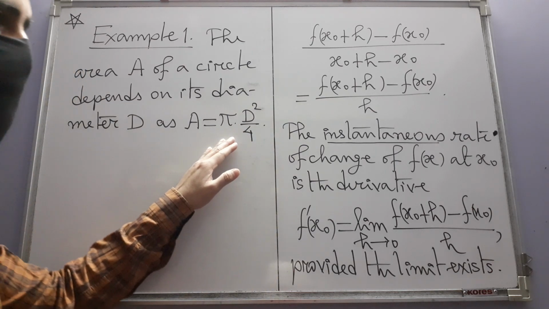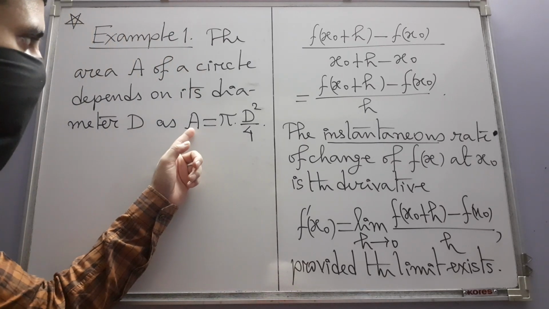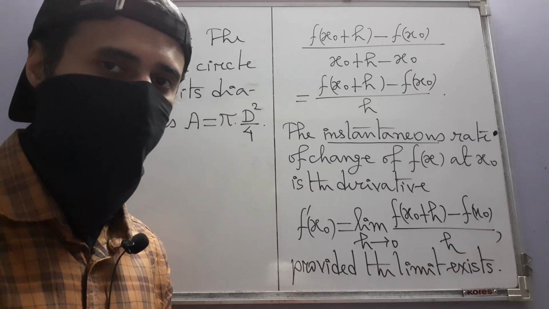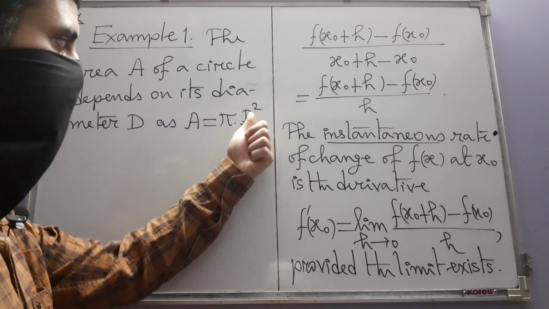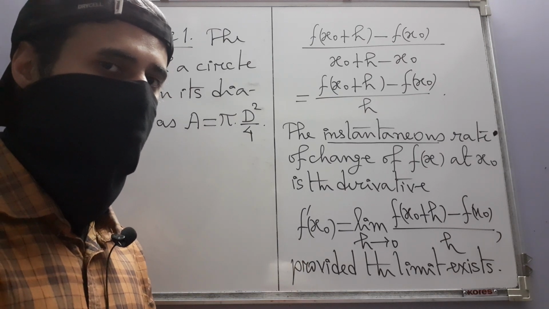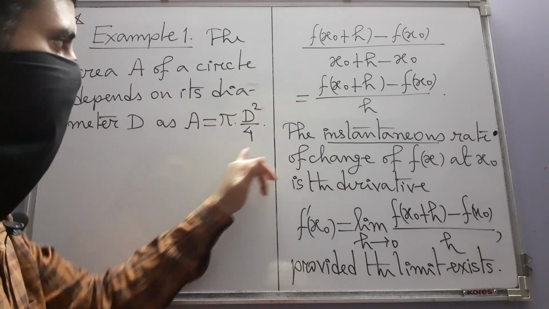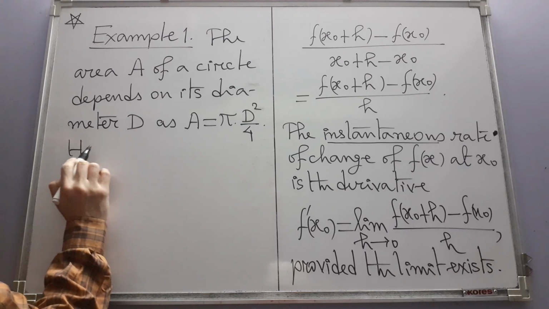Actually, this one is not the more common formula for the area of a circle. More commonly we know it as pi r square, where r is the radius of the circle. But when you write d over 2 in place of r, because that's how radius is related to diameter, it's 1/2 of diameter, and take its square, you get this. Alright. Now, how fast is the area changing?